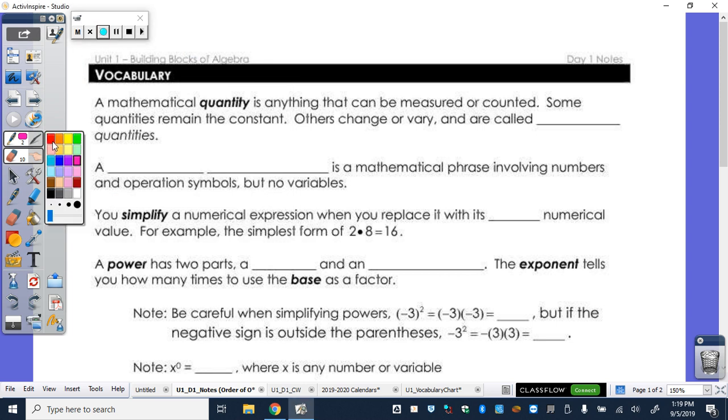All right, so day one. First thing we're going to do is go over a few vocab words. We're going to do a little bit of work. Yes, I want you to try to do it without a calculator. We're going to see how much mathematical stuff we can do in those brains of ours.